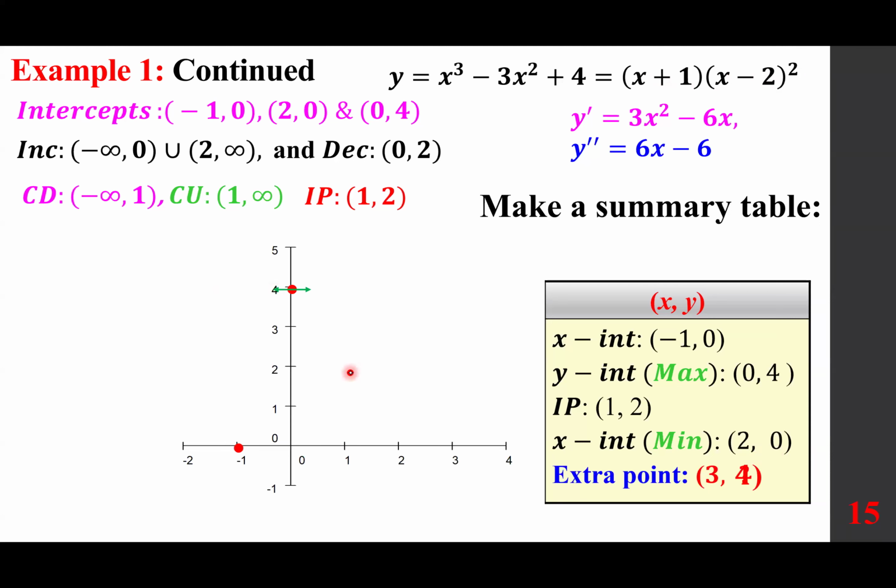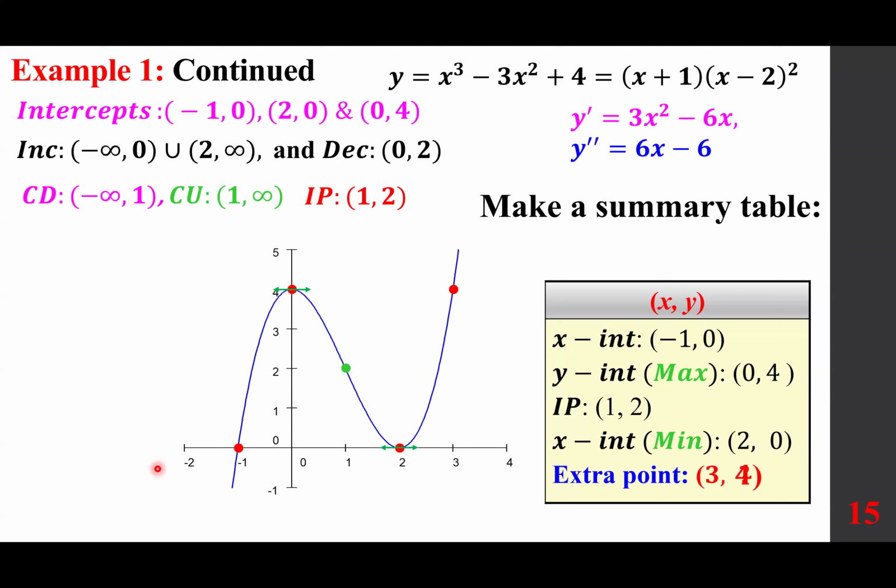1, 2, 2, 0, and that's the minimum, so we draw a double-sided arrow. And you really don't need the extra point because you know the end behavior, but just in case, 3 comma 4, and here's the graph. And that has everything you want, all your intercepts, increasing, decreasing, increasing, concave down, concave up, point of inflection. So detailed solution is there.